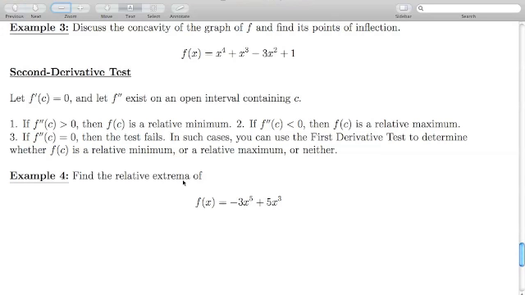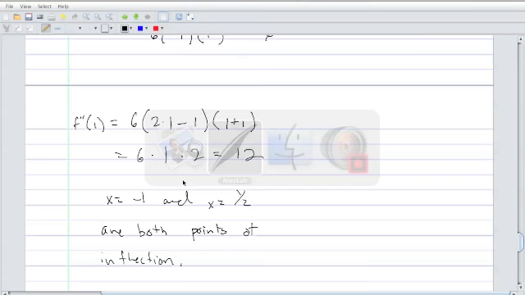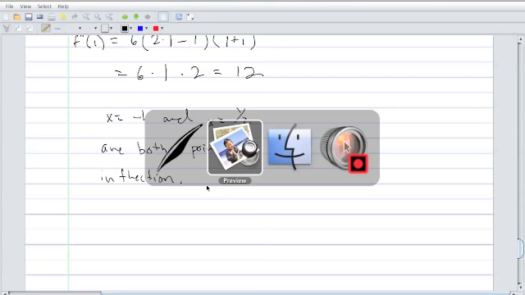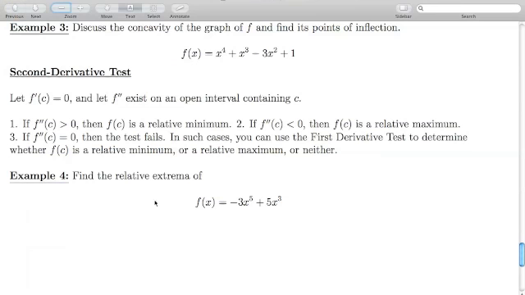Let's take a look at example 4. This is the last example, and we're going to finish out here. Example 4 says find the relative extrema of this function.